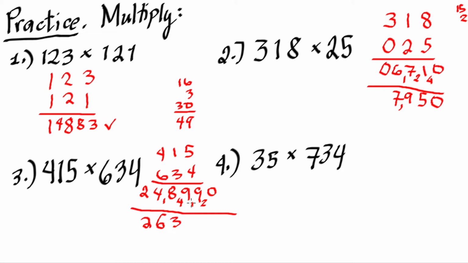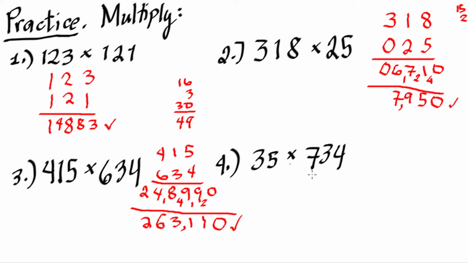And then this should be a 10, so this should be a 0 here. But notice here, it's 11. So instead of 0, we're going to put 1. This is 11, so we're going to put 1 again. And then we have 0. So therefore, that's our answer. Okay, so 415 times 634 is 263,110. So that's our answer for number 3, number 2, number 1.